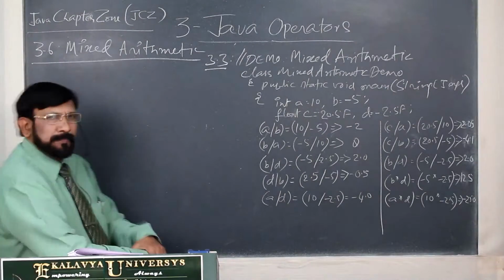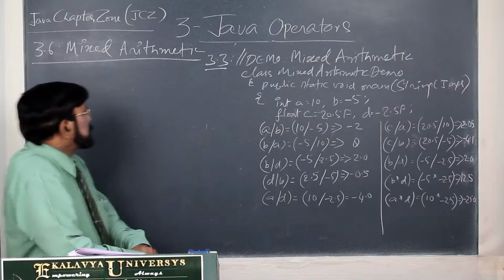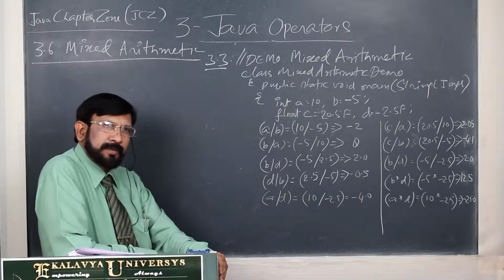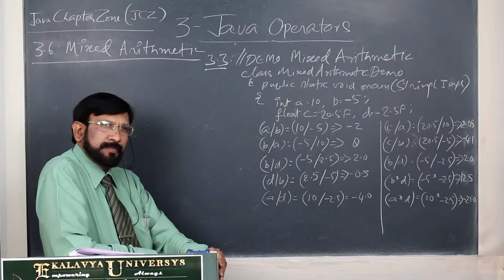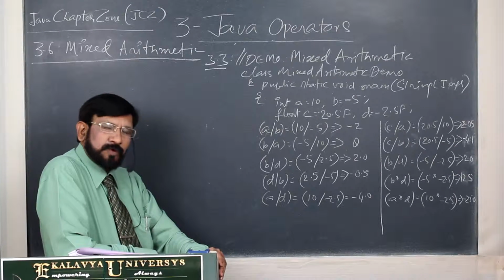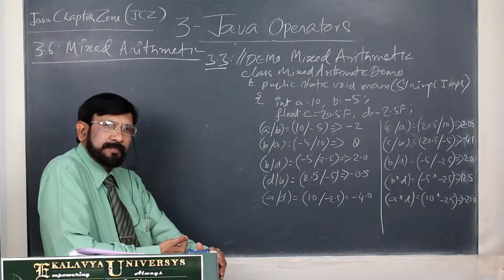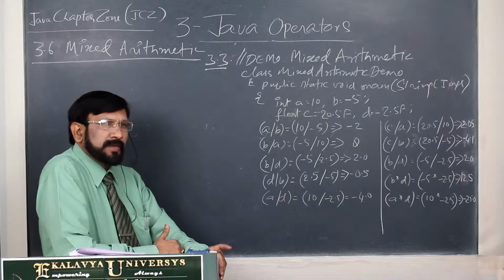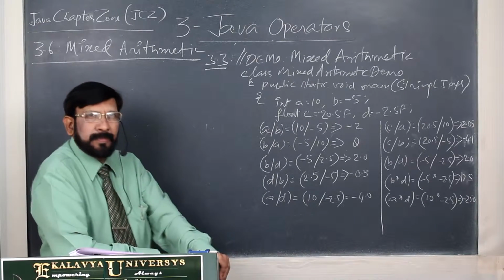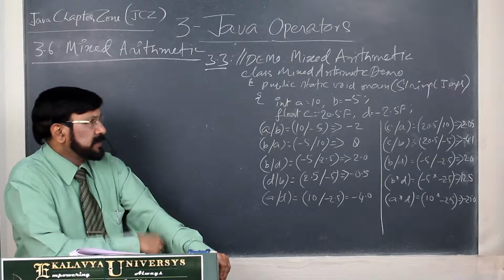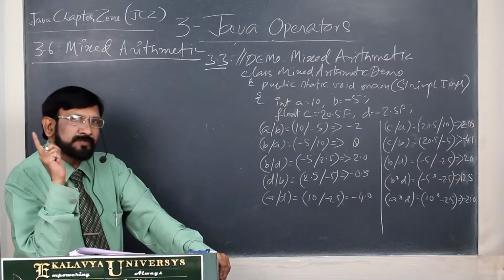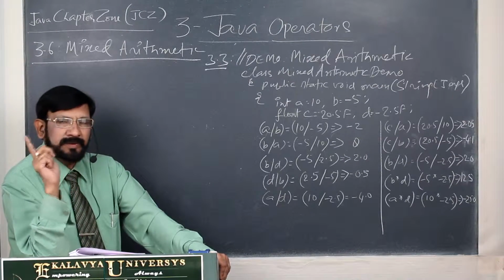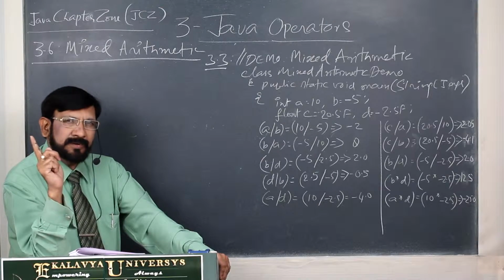Now 3.6, this is a mixed arithmetic. Mixed arithmetic means that in an arithmetic operation, one operand is float and the other operand is int. Float versus int or int versus float, that is called mixed arithmetic. In mixed arithmetic, the type of the result is always float. Int versus float or float versus int, the type of the result is float.